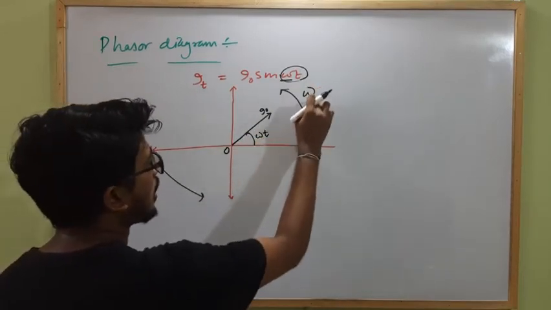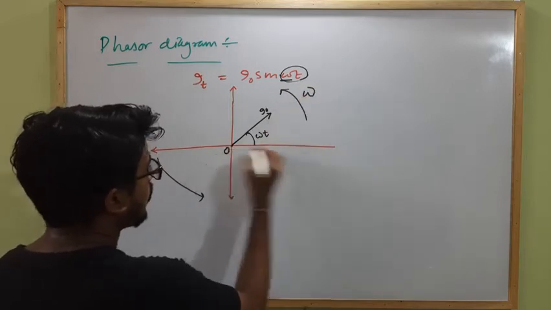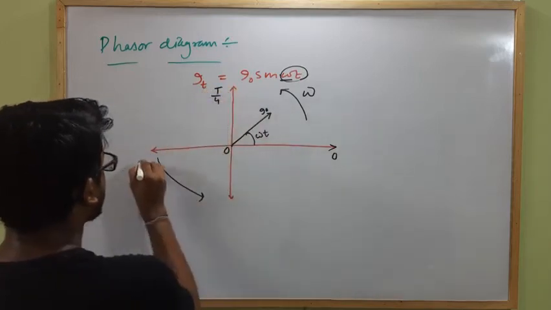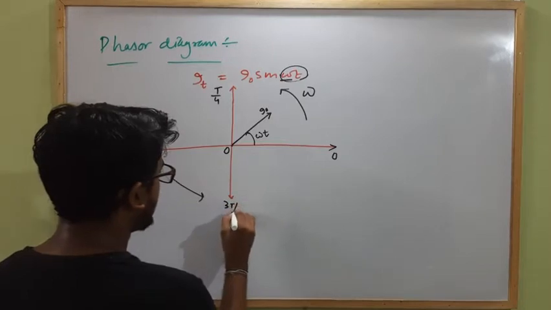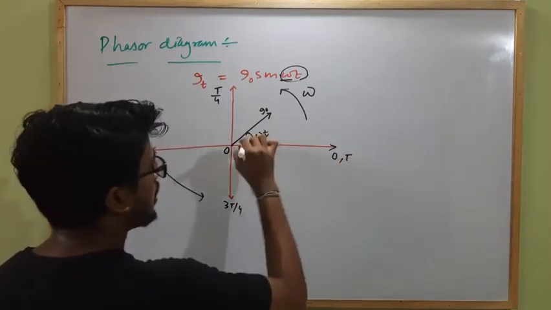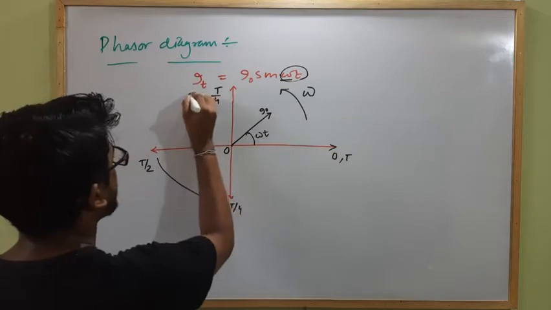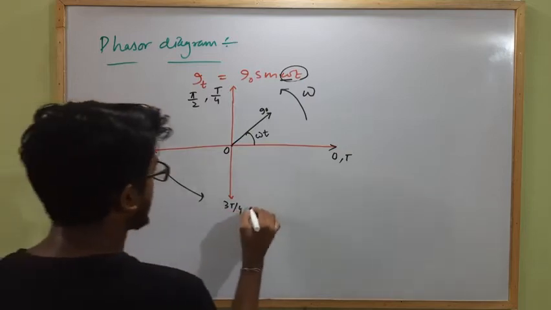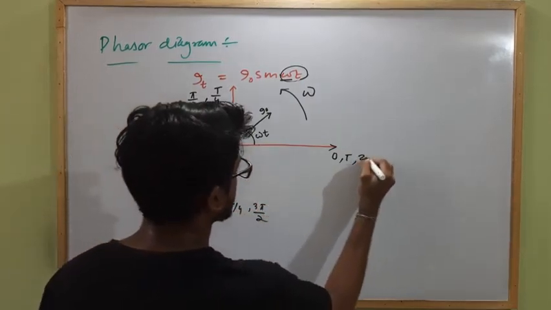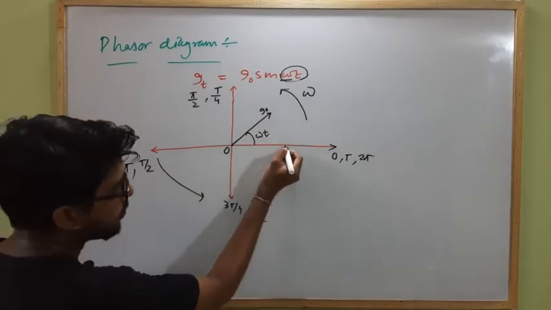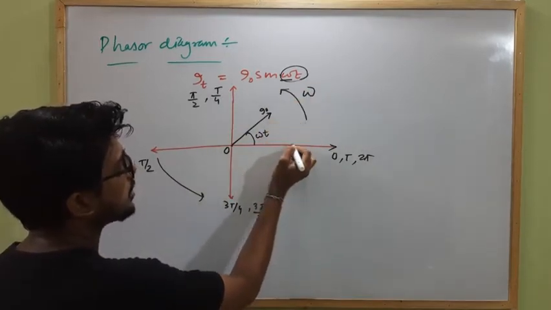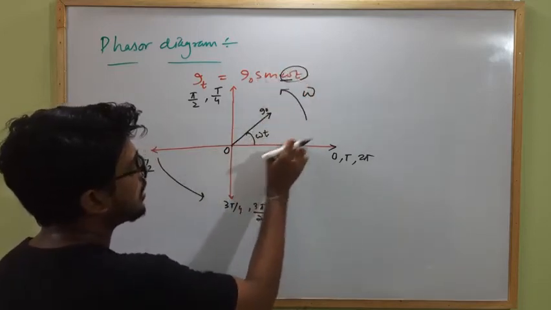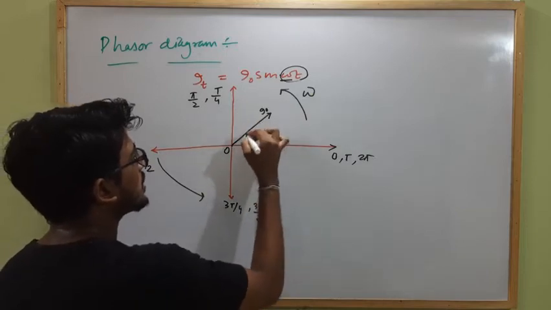As it is moving with angular velocity omega, this is the position O, and this will be the mean position 0. This will be T by 4, this will be T by 2, this is 3T by 4, again this will be T. Or in terms of phase, if this is 0, this will be pi by 2, this will be pi, this is 3 pi by 2, again this is 2 pi. So the vector starts rotating from this position, and at t equal to 0 the phase will be 0, so the vector is here, and at any instant t it will cover omega t distance, so the vector is here.